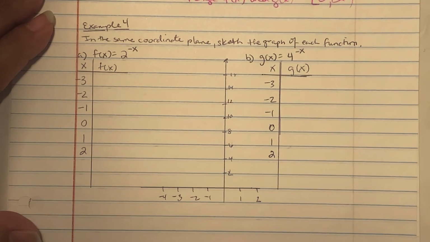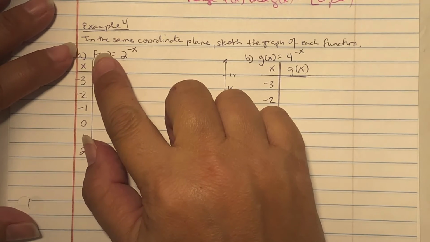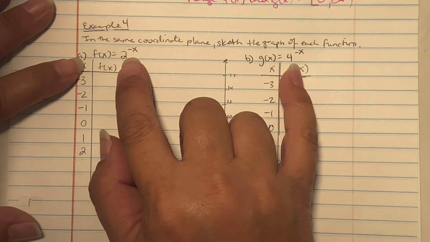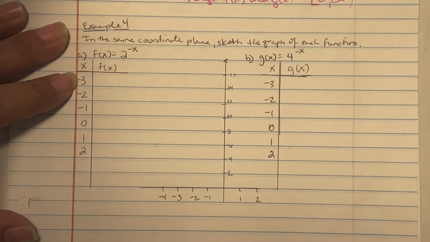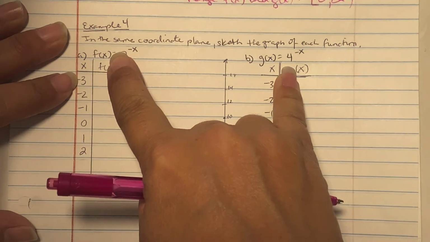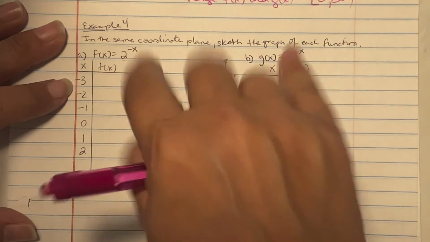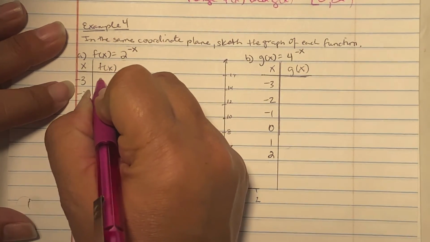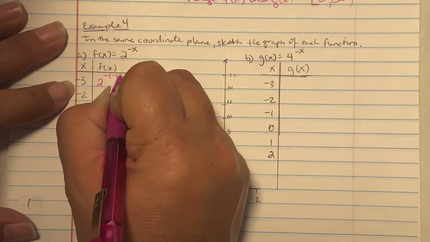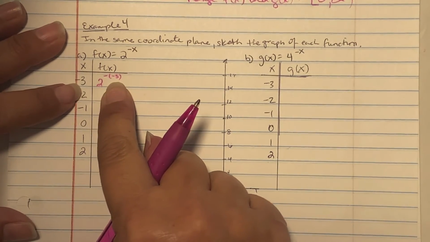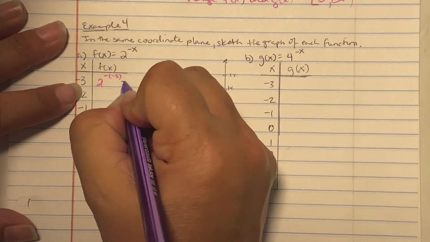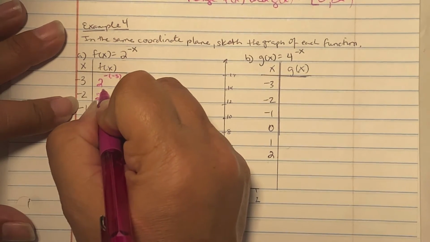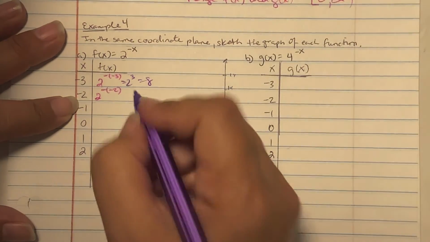Example 4, again, they want us to sketch the graph of each function in the same coordinate plane. Notice that these two have negative exponents, but the bases are the same. So on my tables, I started with -3 to +2. So we're saying 2 to the negative of -3. Remember, that's why I put it in parentheses. So you actually get 2 positive cubed, which is an 8. We get 2 to the negative of -2, which is 2 to the +2, which is a 4.